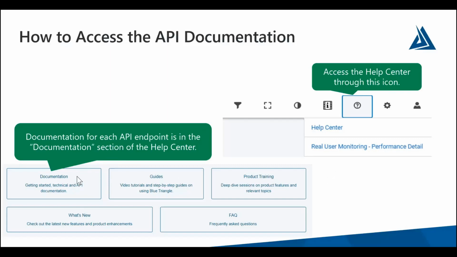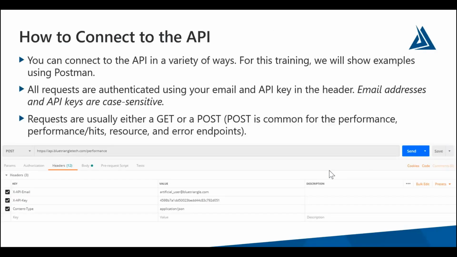You can also go directly to the API documentation at help.bluetriangle.com, and when you're there you can also search for API documentation. The search feature works very well. Wanted to point that out here in the beginning.